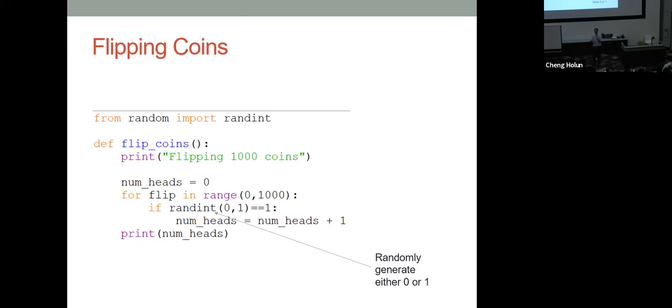In the random package, you can generate random real numbers, which have decimal places. If I generate random integers, I will generate either 1 or 0. I run it 1,000 times. If it's heads, I plus 1, okay?